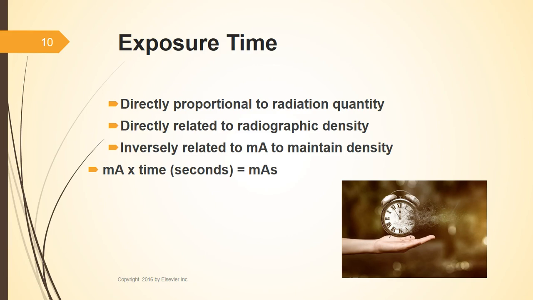To maintain the same mass, you must increase MA and decrease the time. It's hard for me to do that when you can't see my hands, but if you have more mass, it is more exposure. But you can have an increase in MA and a decrease in your time and still have the same amount of mass and not change anything.